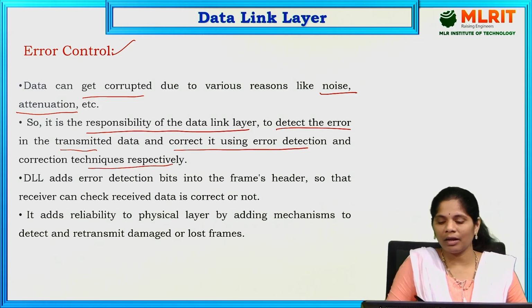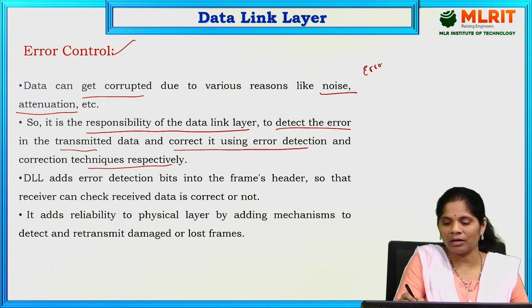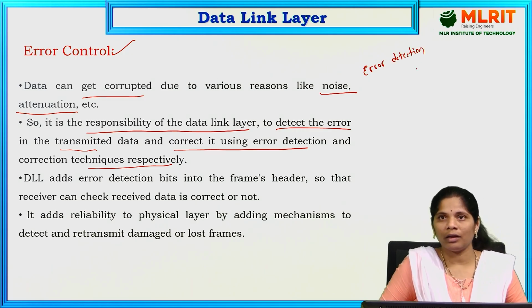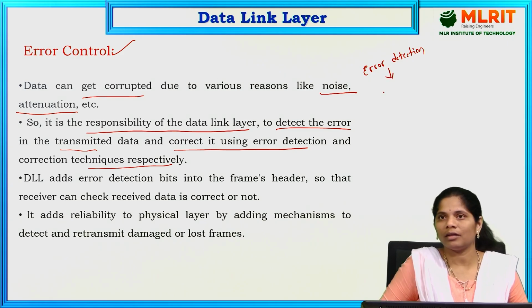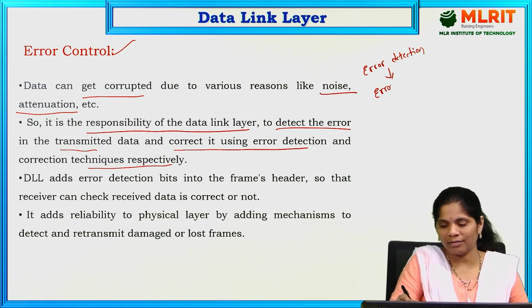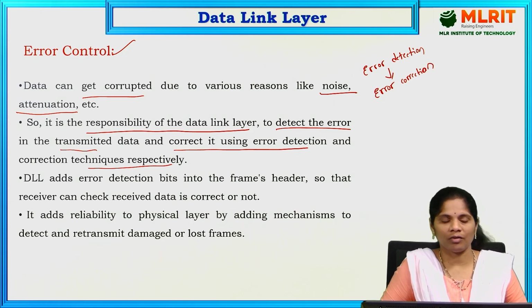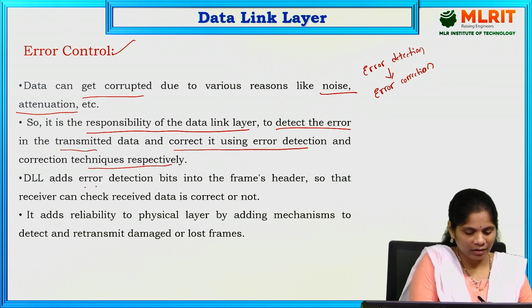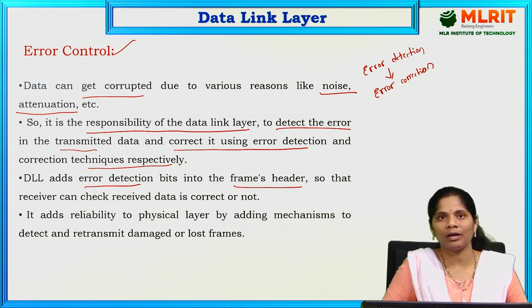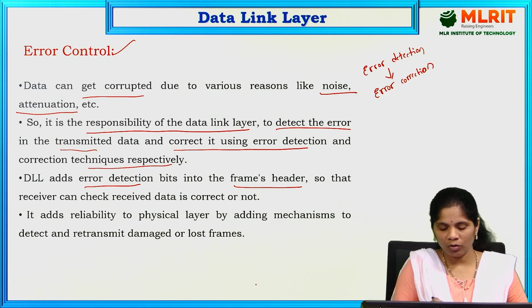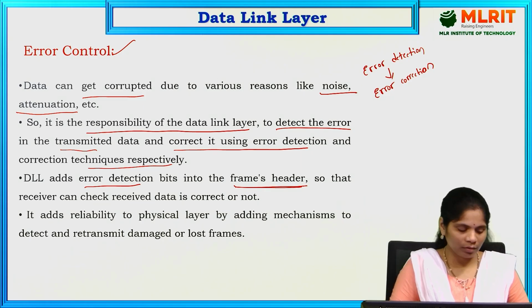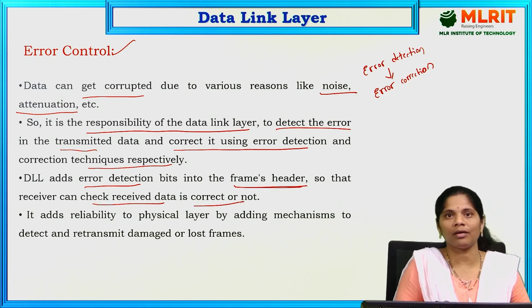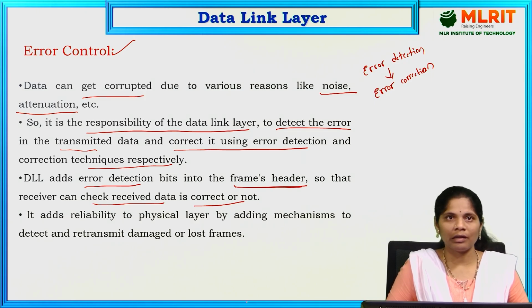For detecting where exactly the error is, we use error detection methods. There are different types of methods in error detection, and after detecting the error, we have to correct it using particular error correction methods. The data link layer adds the error detection bits into the frame header so that the receiver can check whether the received data is correct or not. That is data link layer error control.